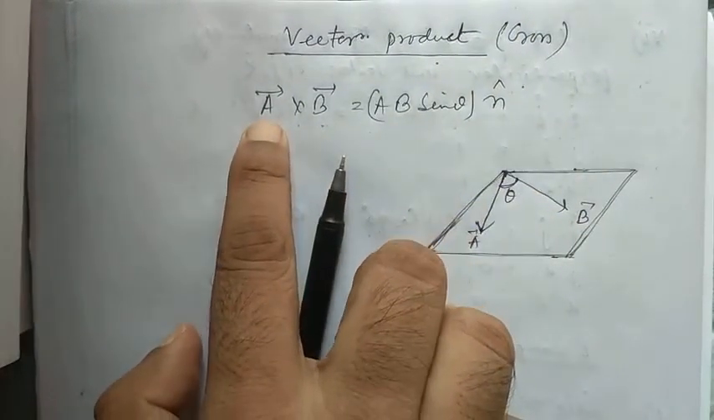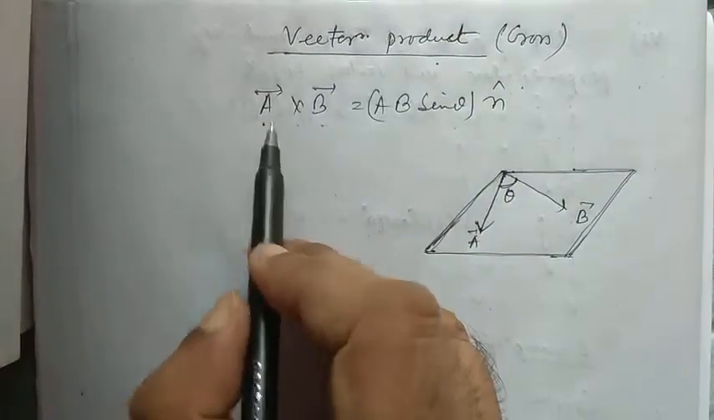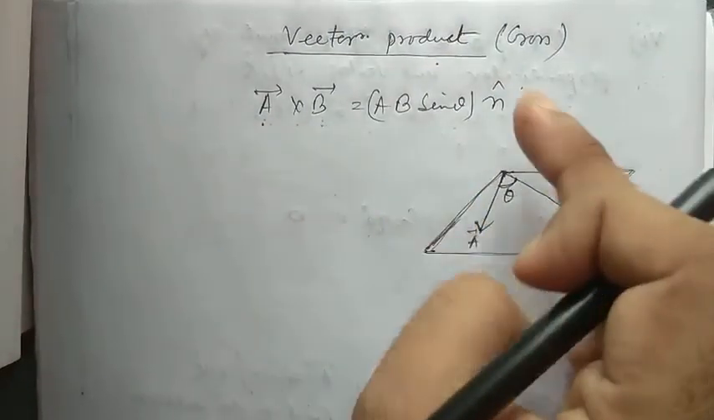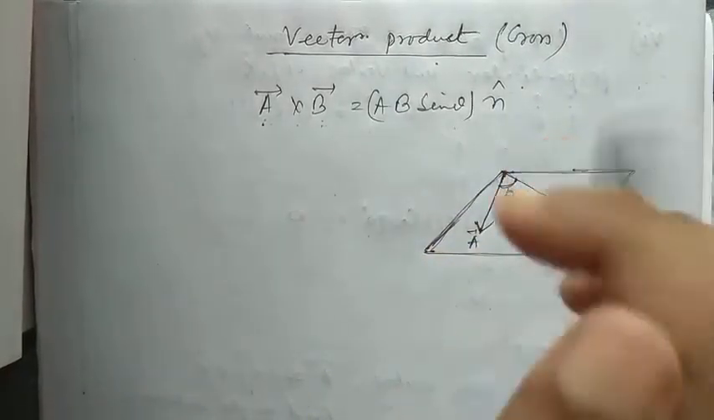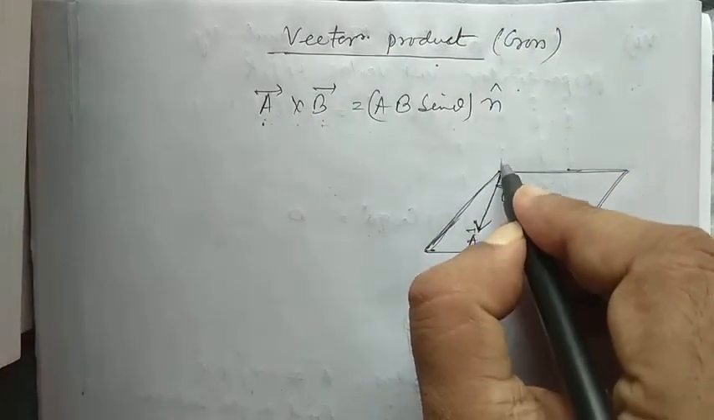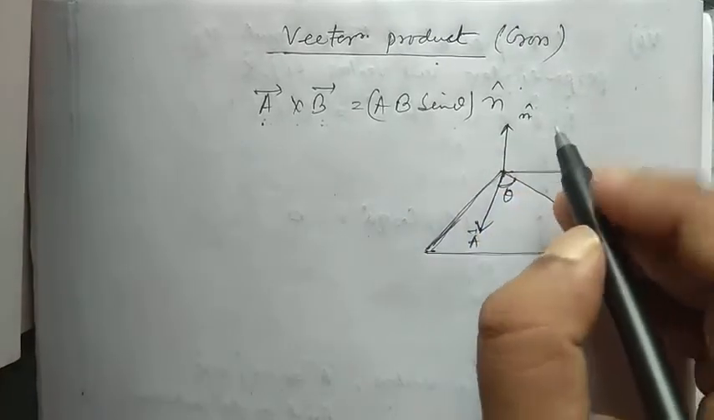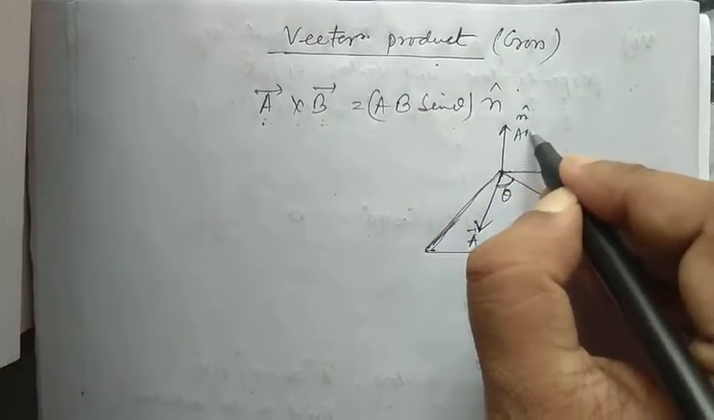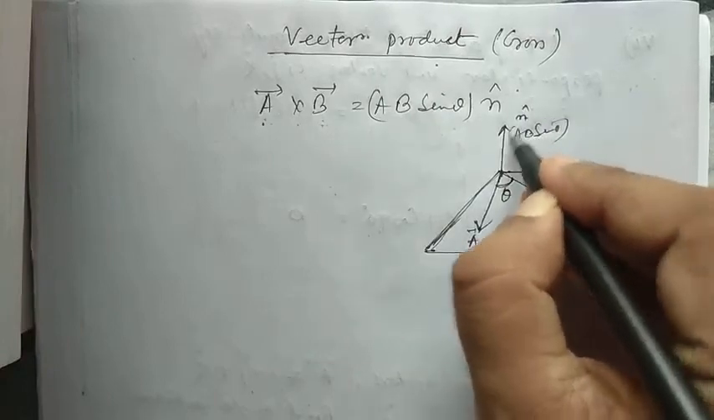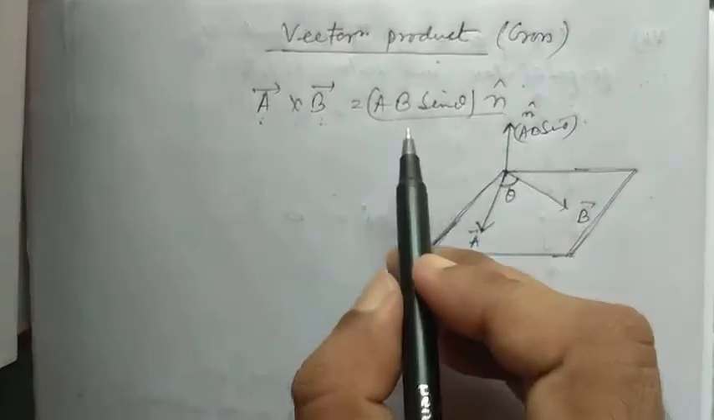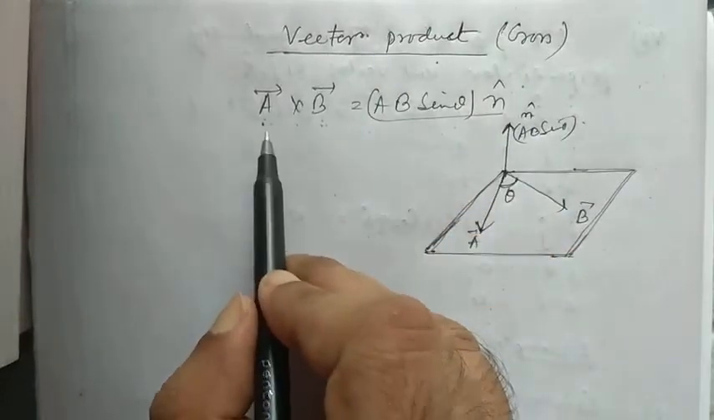Now as we have started from A and we are moving towards B, this will be an anti-clockwise movement, and the screw will move upwards. So the vector n cap, and the magnitude of this vector will be AB sine theta. So this is the resultant of the vector product of A and B.